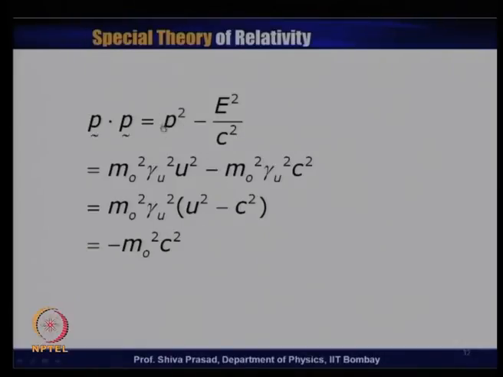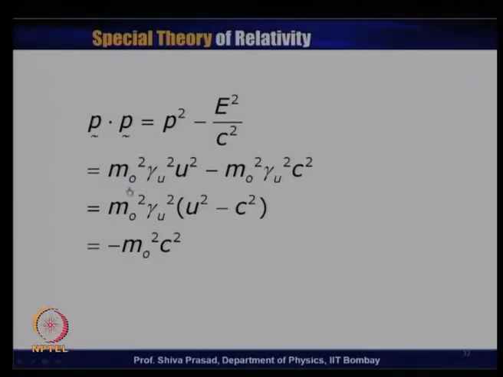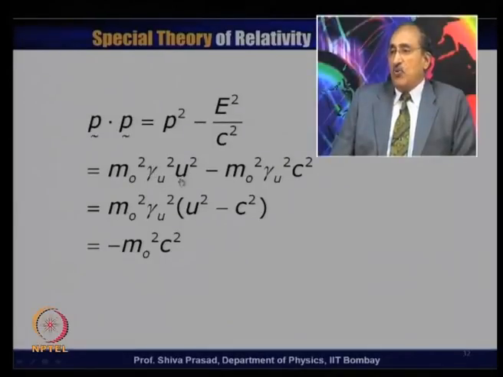Now we have already seen that the value of P is related to m naught gamma u. So ux square plus uy square plus uz square I can write as u square. So this becomes m naught square gamma u square, and as far as E is concerned, this was also mc square and m was m naught gamma u. So this becomes m naught square gamma u square c square. I can take this m naught square gamma u square out common. So this becomes m naught square gamma u square times u square minus c square.